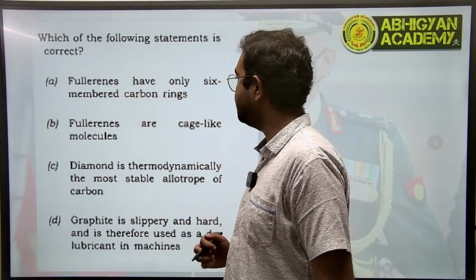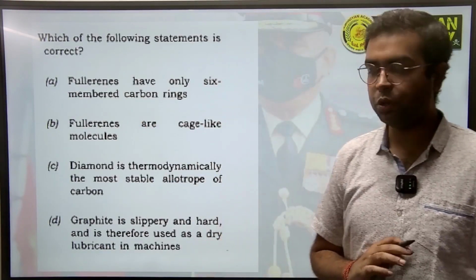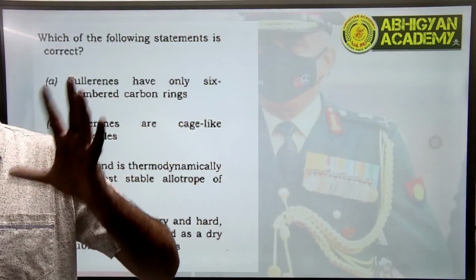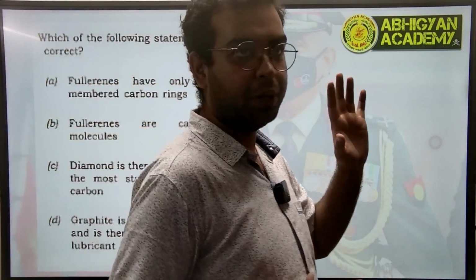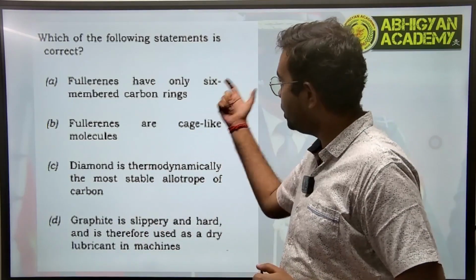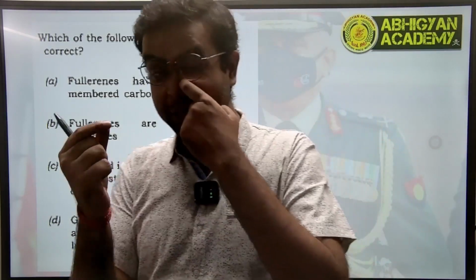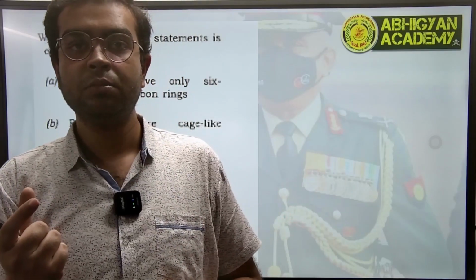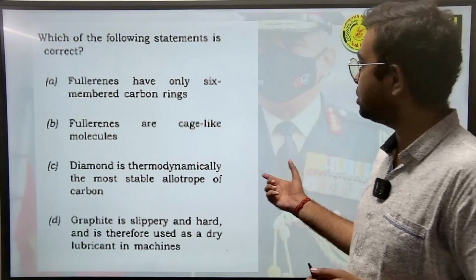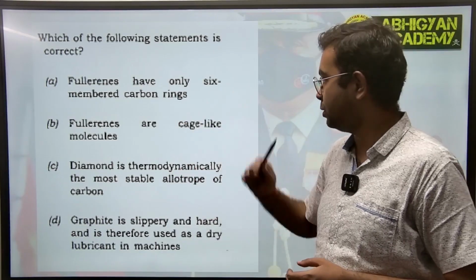fullerenes have only 6-membered carbon rings? No, not at all. Whenever in any statements you see things like none of them have 6-membered carbon rings or only 6-membered carbon rings, these are very extreme things. It's a very big claim, you can say. So such claims are most of the time wrong in the question. So A is wrong.